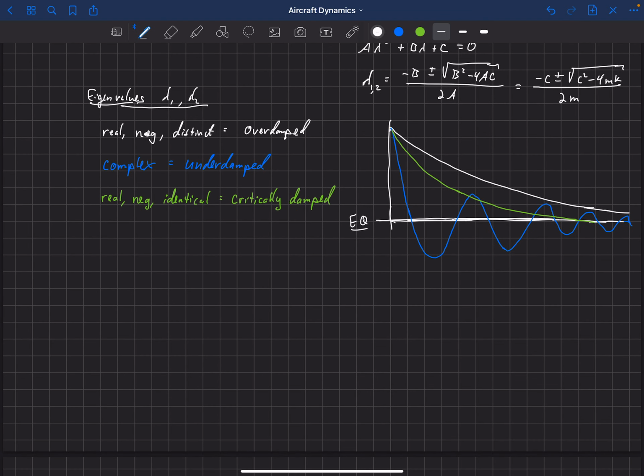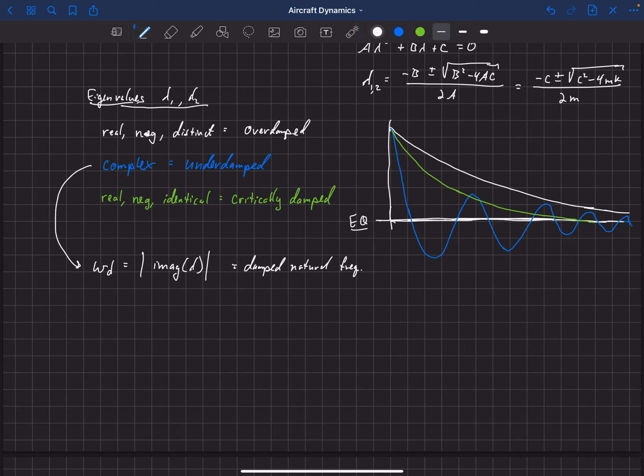Now there's a couple interesting things that we can learn from these eigenvalues. For example, if we have an underdamped system, then the damped natural frequency, omega d, is equal to the absolute value of the imaginary portion of lambda. That is called the damped natural frequency, and that is the frequency that this will oscillate at, right? So we can predict the frequency based off of the imaginary portion of that complex number.